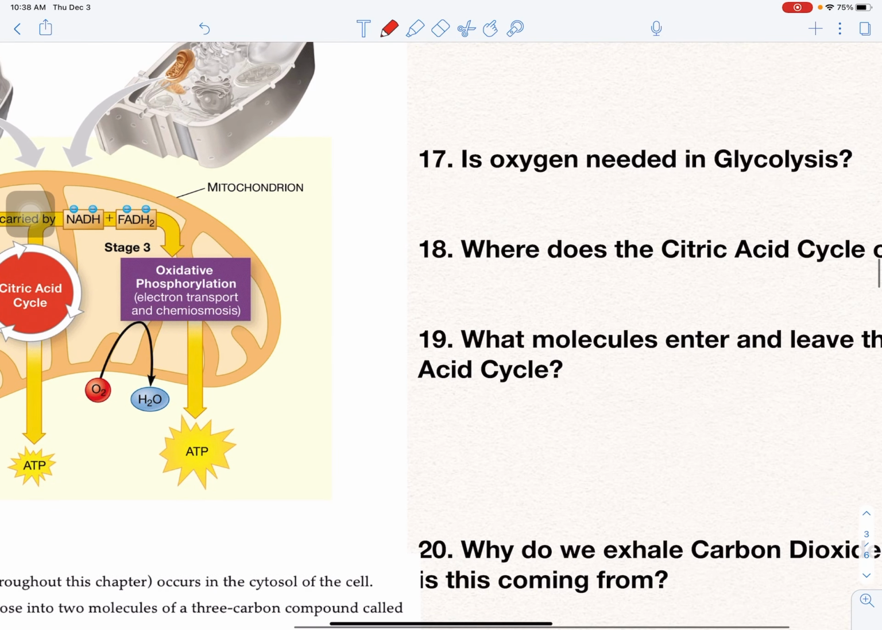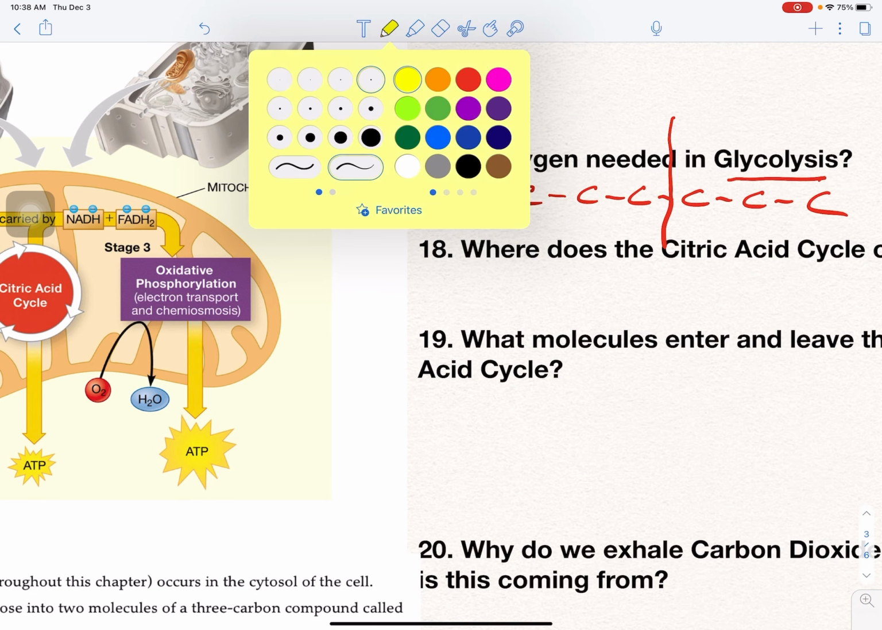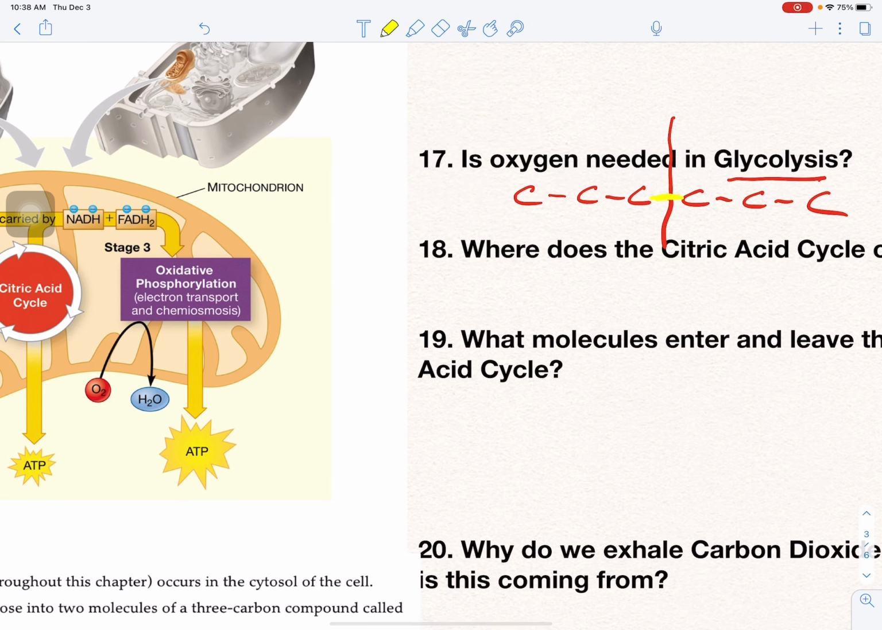The first stage is called glycolysis. It takes glucose, which is 6 carbons long, and it is going to split it in half. It is going to go and grab the electron that was right there.